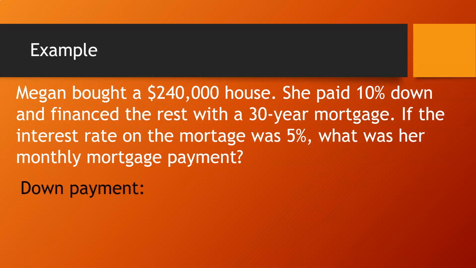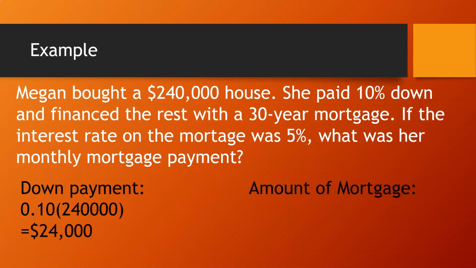So let's start by looking at what the down payment did for the amount she has to borrow. The down payment is 10% of the price of the house, which is $24,000. The difference between that and the price of the house is the amount of the mortgage, the amount she'll have to borrow, which is $216,000.